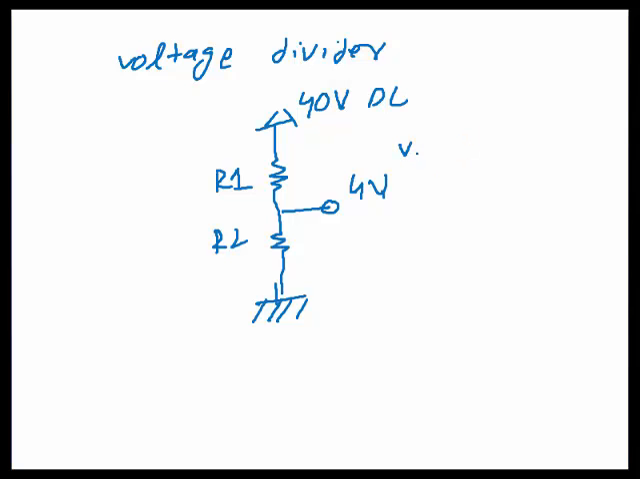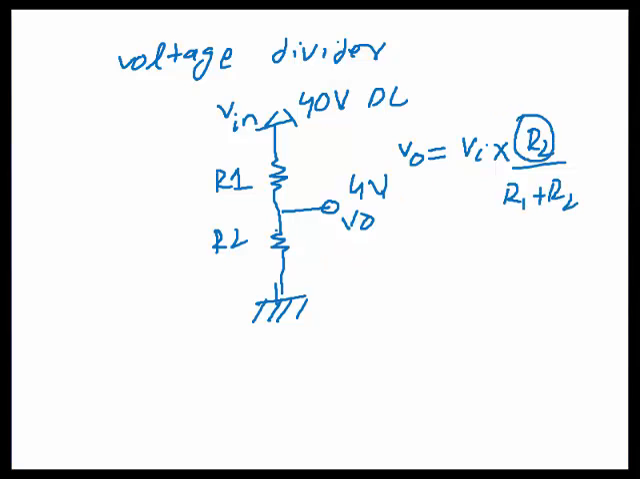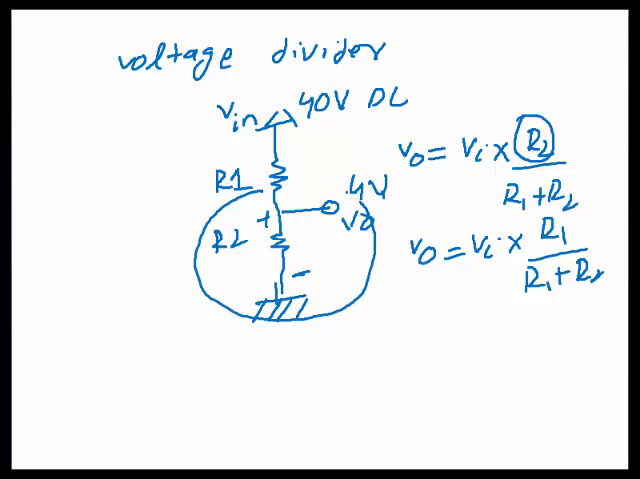As you know, the formula of the voltage divider is V0. For example, this is V0 and this is V input or Vin. So V0 is equal to Vin multiplied by R2 divided by R1 plus R2. Why are we using R2 here? Because we are measuring voltage across this resistor. If we were measuring voltage across the other resistor, the formula would be V0 is equal to Vin multiplied by R1 divided by R1 plus R2. But we want to measure voltage across this resistor, so we are using R2 over R1 plus R2.